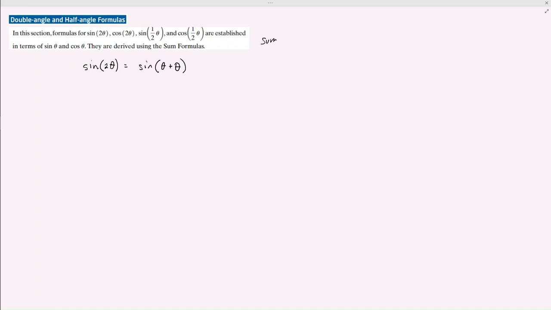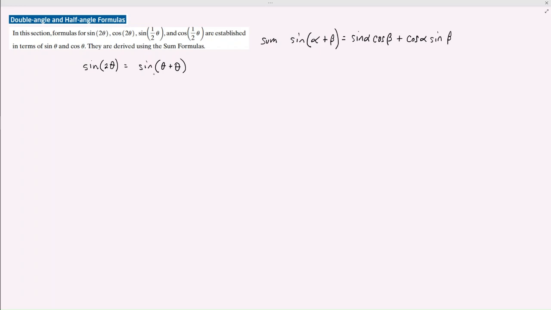Remember we said that the sum for sine of some alpha plus beta is equal to the sine alpha times the cosine of beta plus the cosine of alpha times the sine of beta.